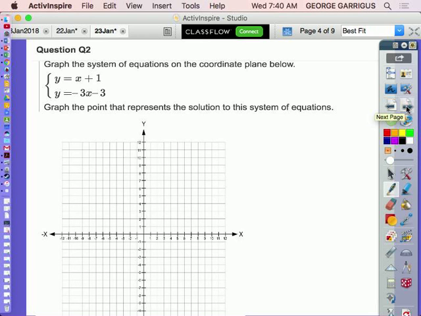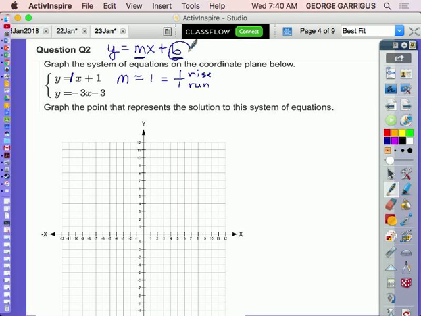The second question: graph the system of equations on the coordinate plane. You have a first line as y equals 1x, we need to put a 1 as the coefficient, plus 1. We know that y equals mx plus b is slope-intercept, where b is the y-intercept and m is the slope. So on the first one, the slope is 1, which is the same as 1 over 1. So it's going to rise 1 and run 1.